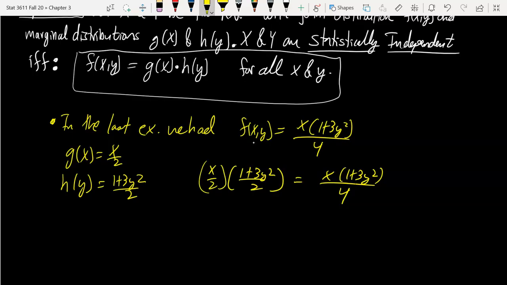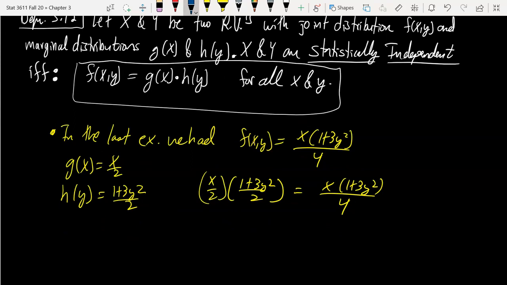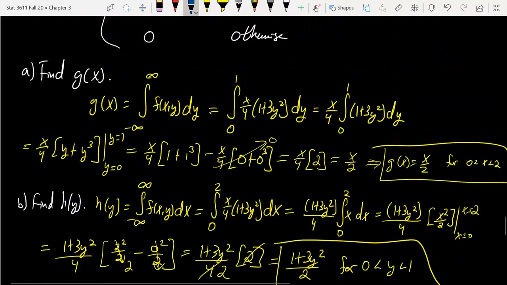There's a little bit more details actually going on behind the scenes. To just do this product right here, g of x times h of y, that's good. It's also important that the bound is a rectangle.